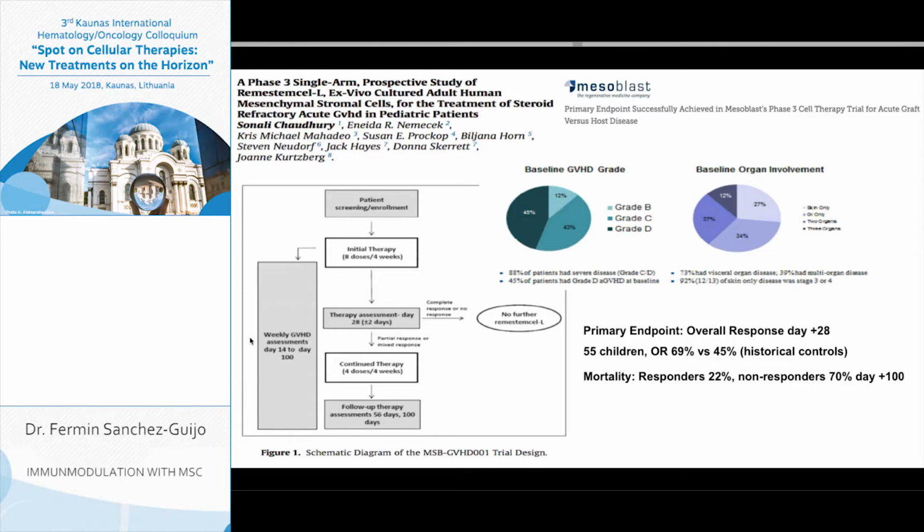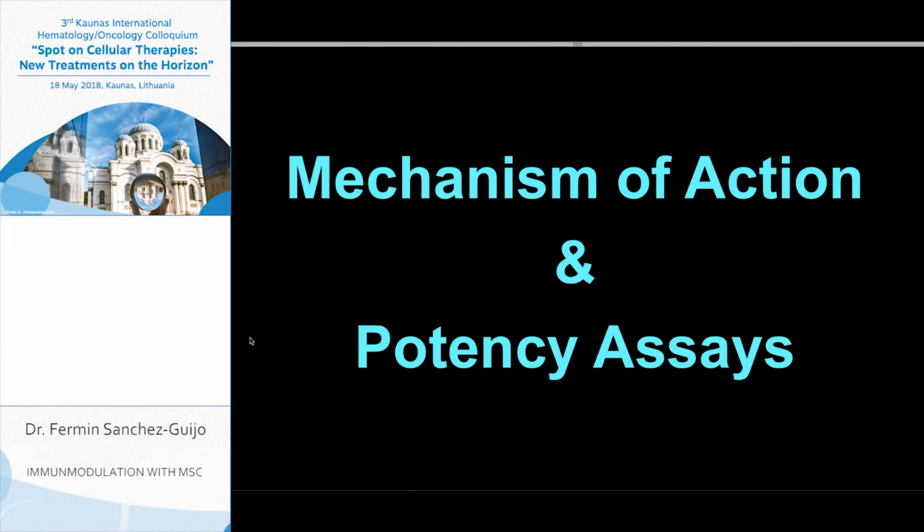And this may lead to the approval of this product, Remestemcel-L, in pediatric patients in the United States, maybe later this year or next year. So these are very positive data. This is the first phase 3 trial with positive results in this setting that has been communicated. But the important issue for the clinician treating a patient with steroid-refractory GVHD is to know the mechanism of action or the potency, and to ask: how can we predict which patients are going to respond?